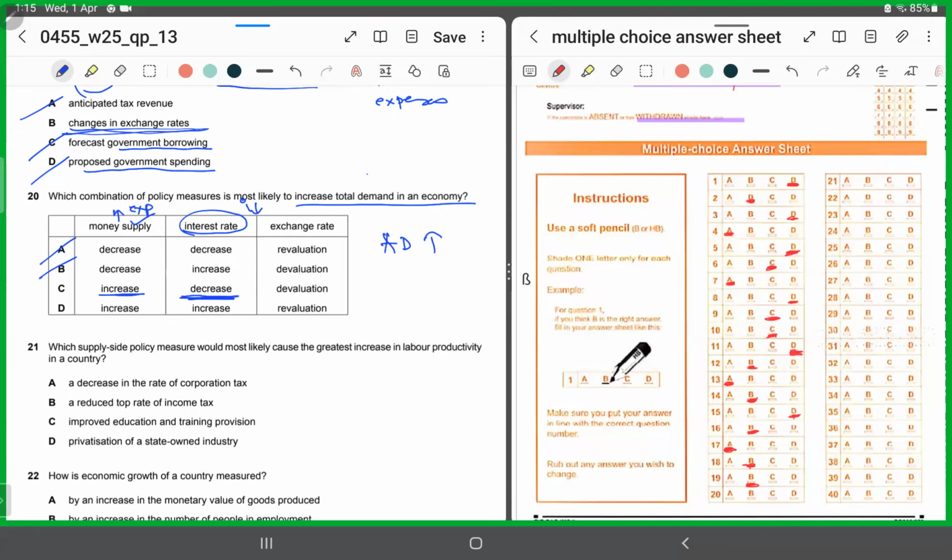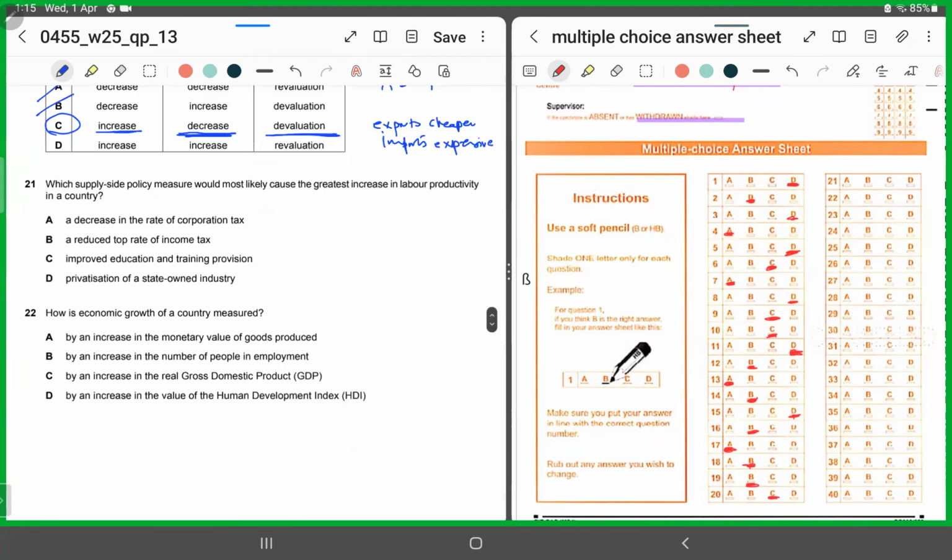What about exchange rate? Devaluation. Why? Because once you devalue your currency, your exports get relatively low priced and your imports get expensive. Exports get cheaper and imports get expensive. So people would cut down on imports, your exports would get a boost, and your balance of payments would be in a favorable position. And you should go for option C. So 20th MCQ, C is the correct answer.